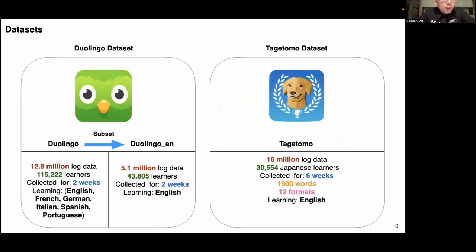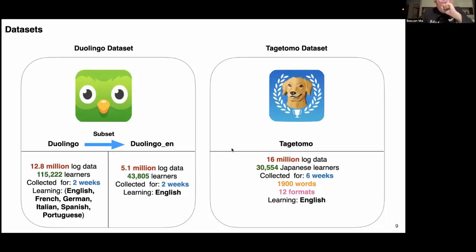We use 2 real-world language learning datasets. The first is the Duolingo dataset, and then another is the Tango Mo dataset from Japan. The Duolingo dataset was collected for 2 weeks. It includes different languages such as English, French, German, and to compare with the Tango Mo dataset, we also extracted the English learning logs from the Duolingo dataset as the Duolingo EN dataset.